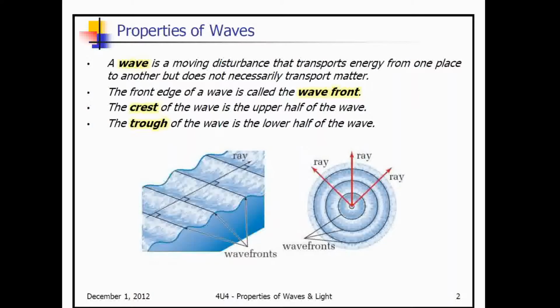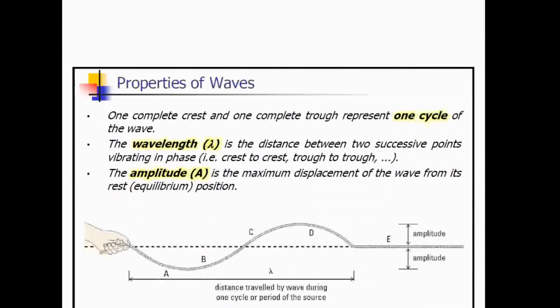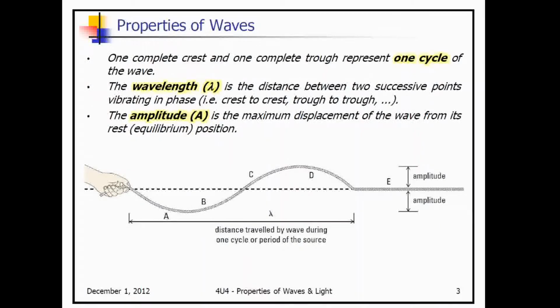And I used the word crest already, so that's the upper half of the wave, and trough is the lower half of the wave. So a crest is when the wave is above the equilibrium point, and a trough is when the wave is below the equilibrium point. When we have a complete crest and trough pattern, that is a cycle of the wave. So a wave cycles every time it goes from crest to crest, trough to trough, or basically when it covers an entire trough and an entire crest.